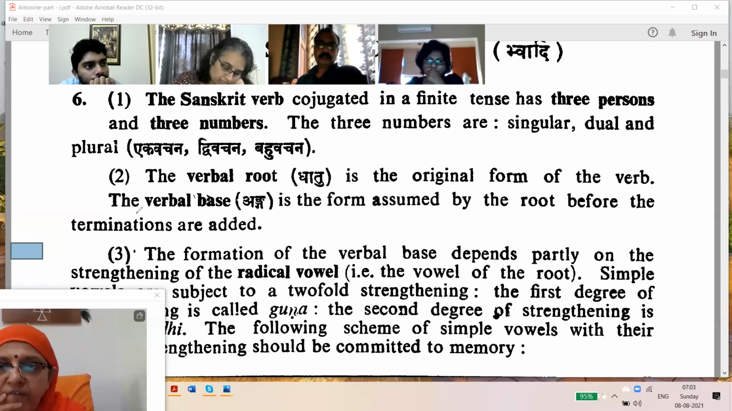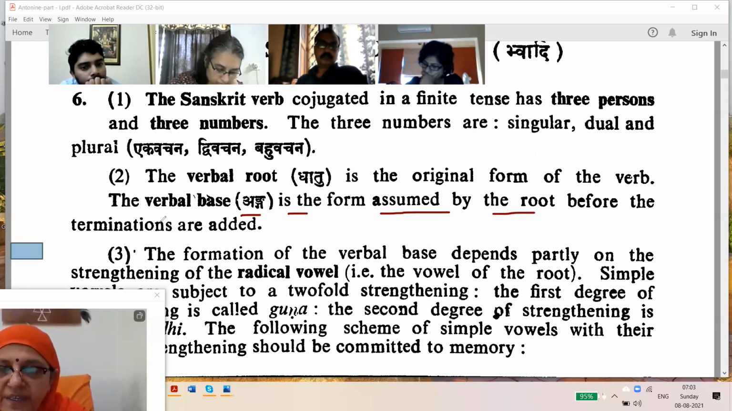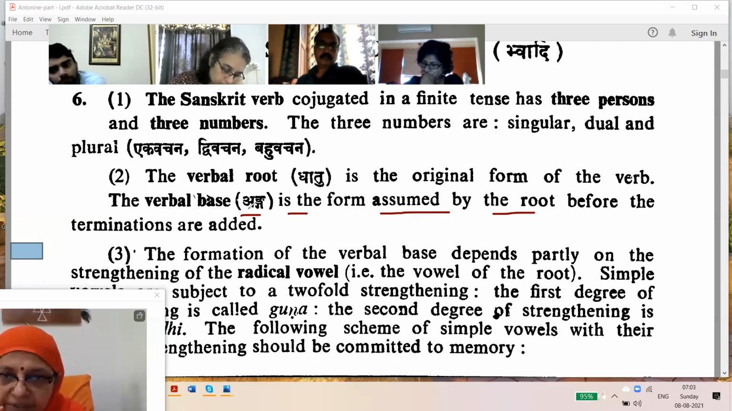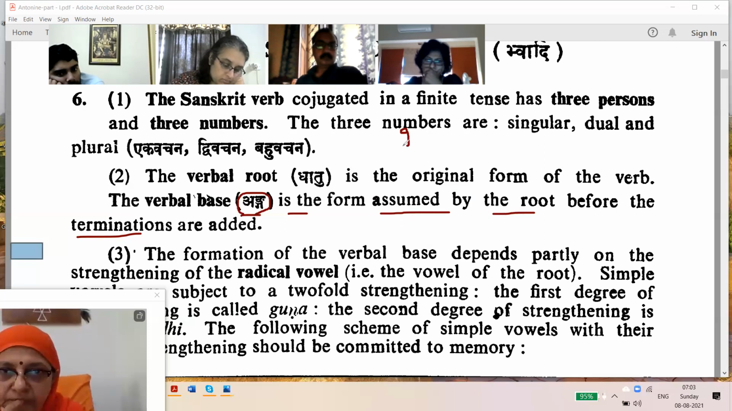And the verbal base or anga is the form assumed by the root before the terminations are added. In first conjugation, we will see what is the verbal base and what are the terminations. They will give it after 2 to 3 paragraphs. So anga: there is bhu. Before it is conjugated, we have to add the gana vikarana of first conjugation. It's called akara.